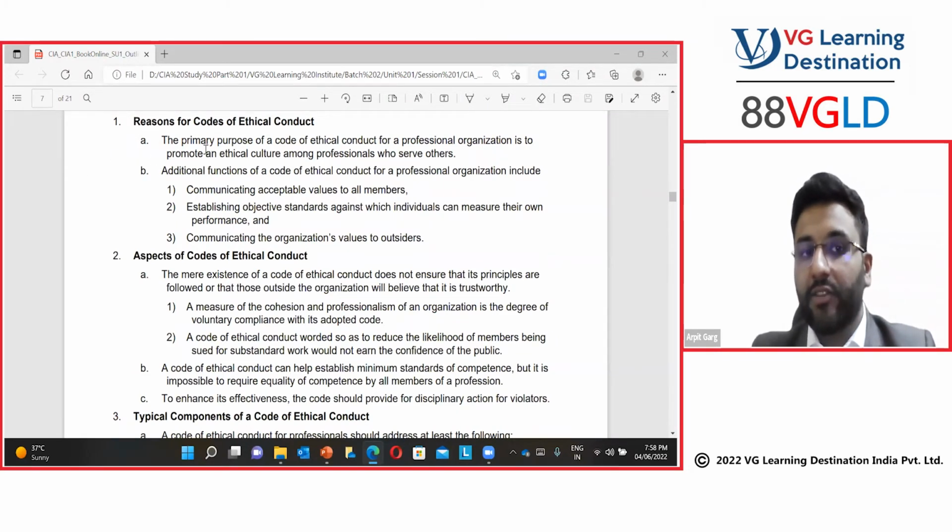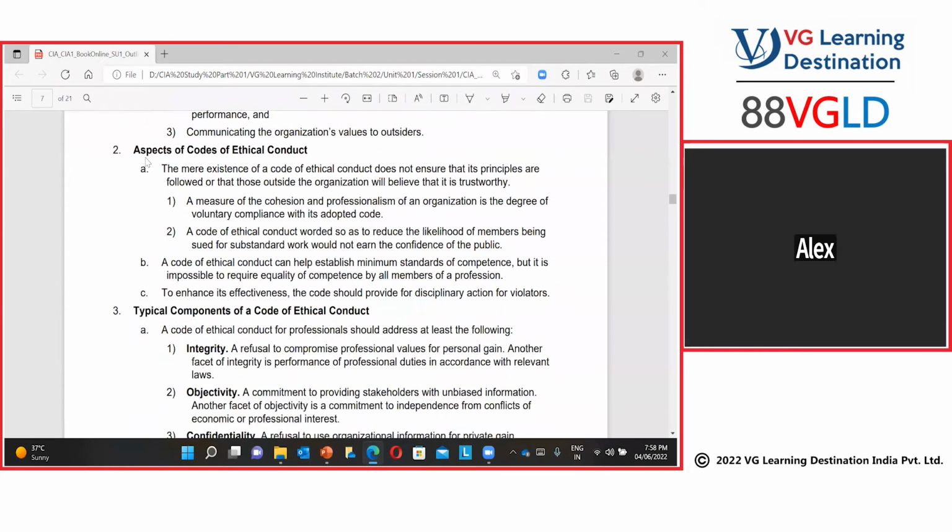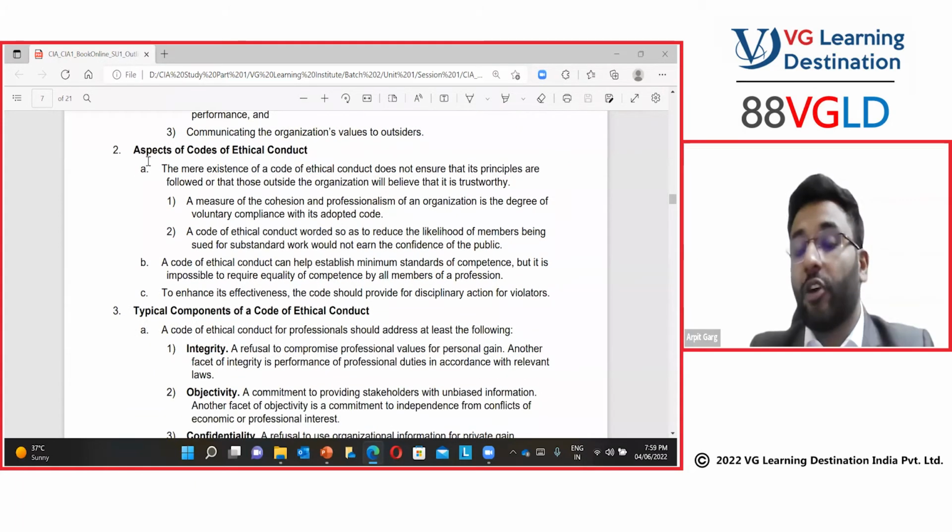Are you all clear with reasons for code of ethical conduct? Are we clear on primary purpose and additional functions? Yes, sir. Okay. Moving on to the next part now, aspects of code of ethical conduct.